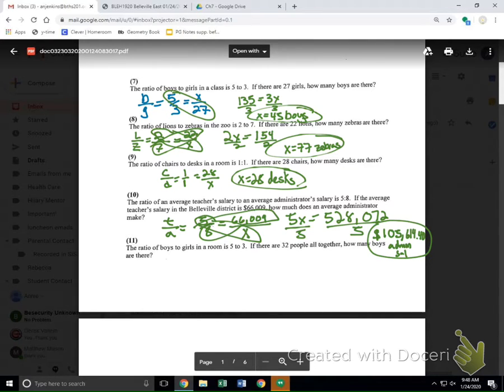So the ratio of boys to girls in the room is going to be 5 to 3. If there are 32 people, the key word here is all together. How many boys? So we know the boys part was that 5. How do we represent our ratio if we're talking about all together? So this one was boys to girls. Now we want it boys to total.